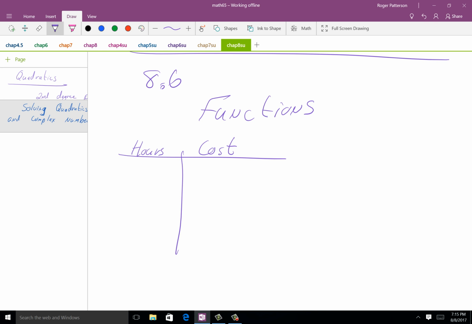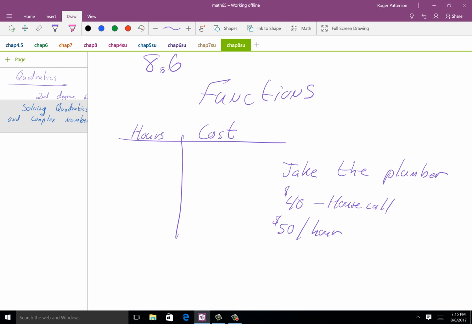So what I'm going to do is let's take a look at this problem where we have, I always call him, don't know why, Jake the plumber. Okay, he charges $40 for a house call and per hour. Plumbers make good money. All right. So we're going to make a little table here.